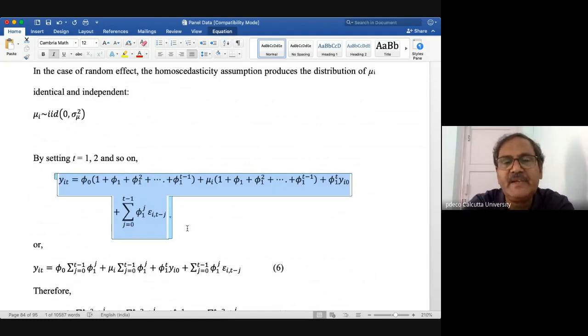Then I have written the term relating to mu I. So mu I into 1 plus phi 1 plus phi 1 square plus ... plus phi 1 to the power t minus 1, plus phi 1 to the power t yi naught, plus sum of phi 1 to the power j epsilon I t minus j, j varies from 0 to t minus 1.